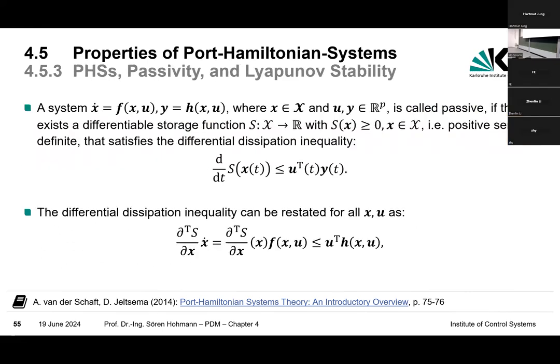Okay, second, and this is additional material, nothing for our lecture because it doesn't have to do with modeling. If you see that there is some sort of dissipation, then we see some properties with which we can prove stability of the system. That's, by the way, the reason why port-Hamiltonian systems started to be researched decades ago.